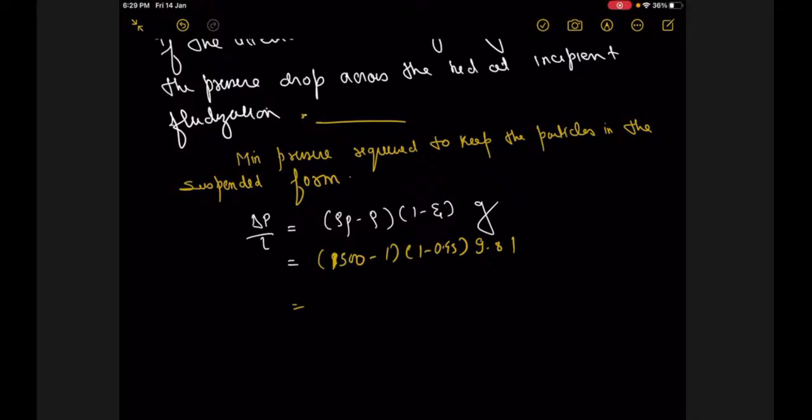So what is the answer? You solve this directly, you will get the answer. The important thing is that you have to remember that this is the formula for the incipient fluidization. That is the minimum pressure required to keep the particles in the suspended form. Okay, that is important.